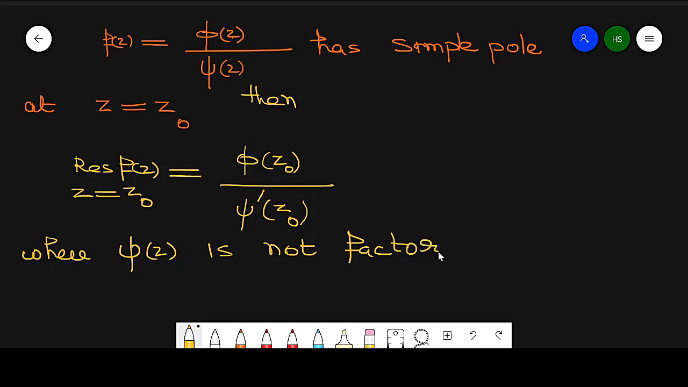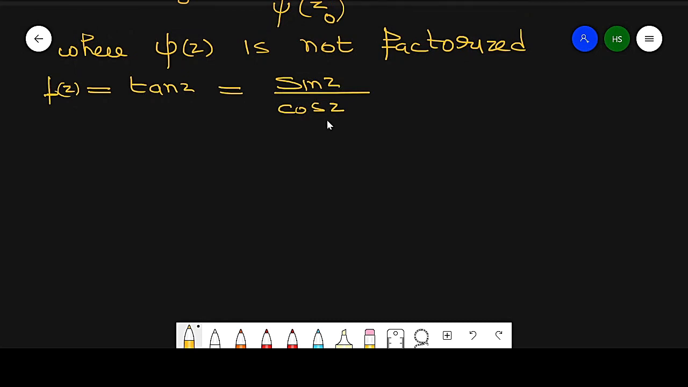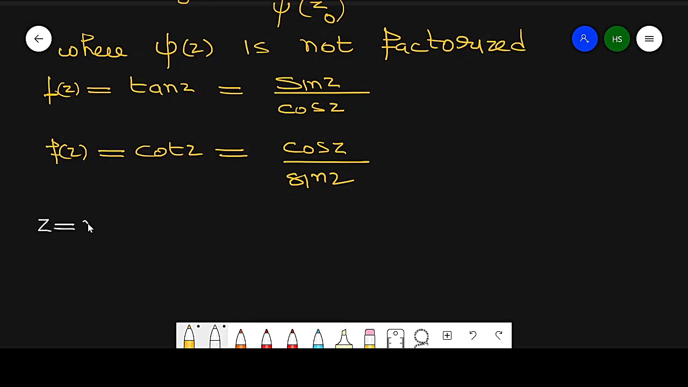So this is a special case of the residue formula. For example, it is applicable to tan of z as well as cot of z. So what is f(z)? This is tan of z, which is equal to sine of z over cos of z. Similarly, in case of cot of z, this can be written as cos of z over sine of z. So what is the pole of this function? z is equal to n pi, which is a simple pole of function f(z).